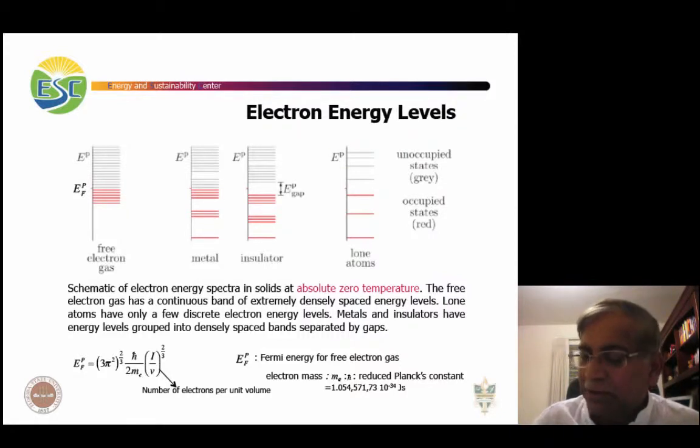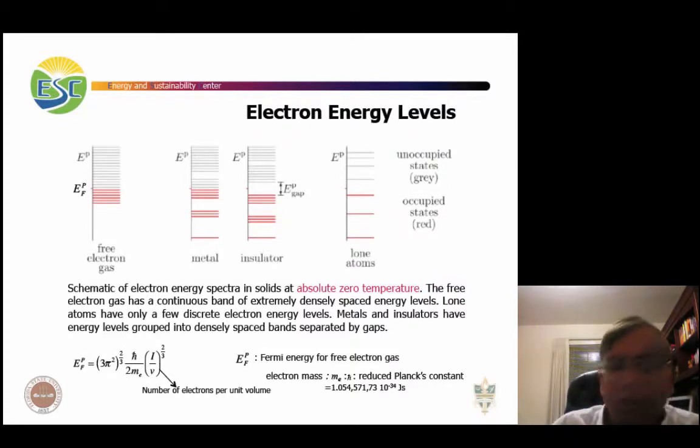So essentially, if you look at these pictures, quantum mechanics allows only discrete energy levels, as indicated by these lines here, for the electrons in a solid, and these levels group together in bands with gaps between them.